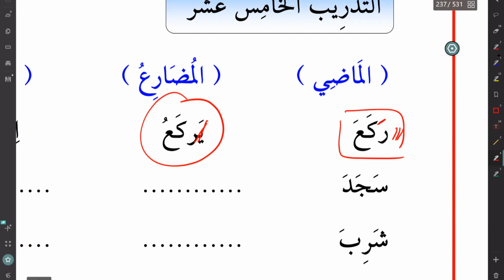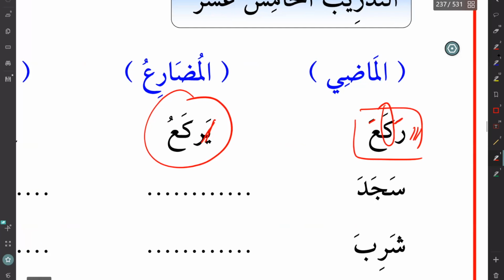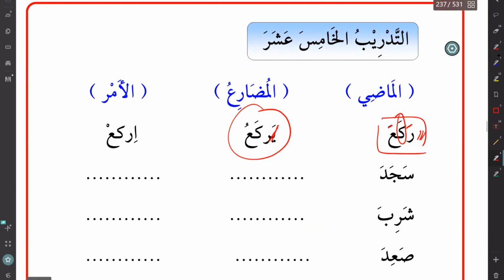And then we put fatha on the first letter, and we change the last letter into fatha as well. And what to put on the middle letter is something that we have to memorize. It's something that nobody knows. We have to find out from the dictionary. We have to learn it. Okay. So we say raka'a, yarka'u, and irka'.